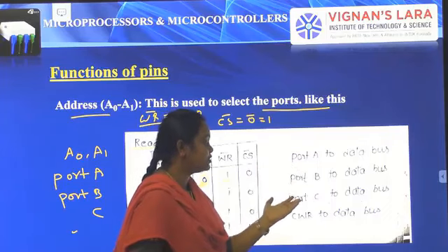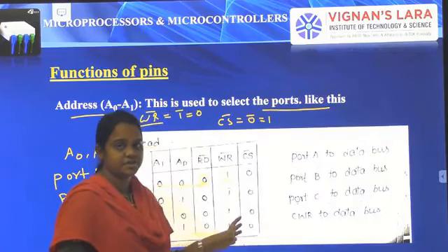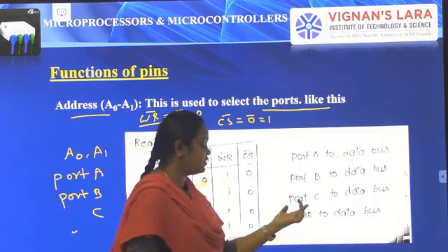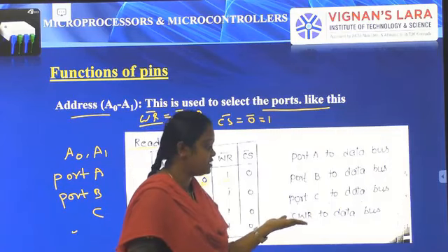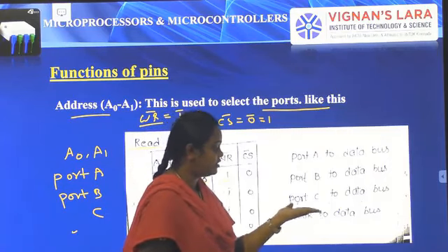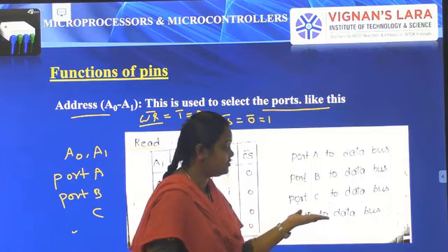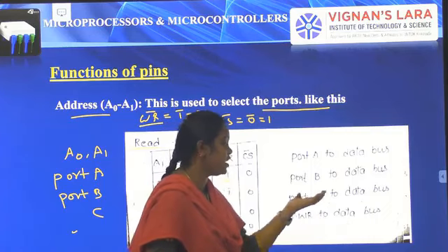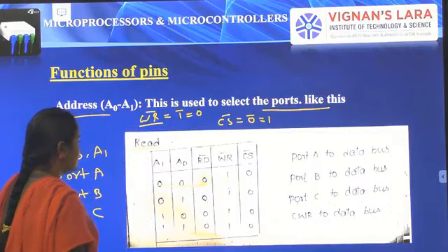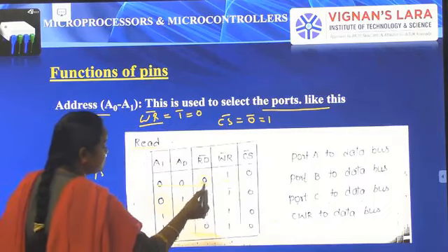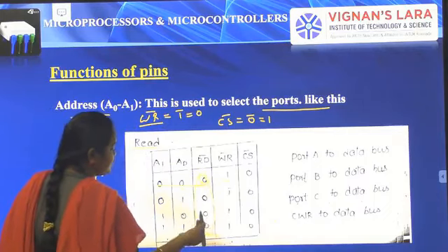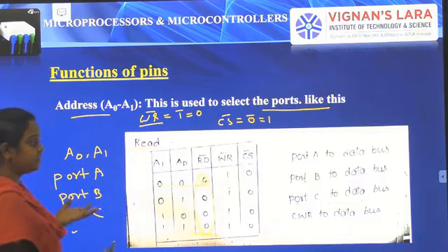Port A, port B and port C are not going to access the system bus. Only the data is stored in the registers, that means the control register. It can carry the information from the input output devices to the 8086 microprocessor. It is a read operation. Why? Because RD bar equals 0, that means the read operation is going on.